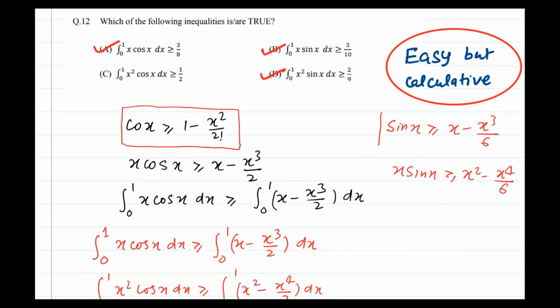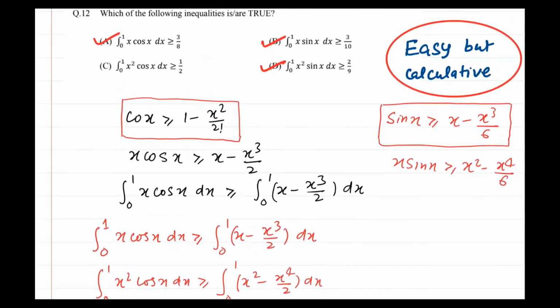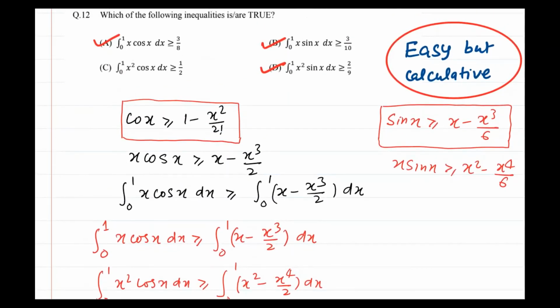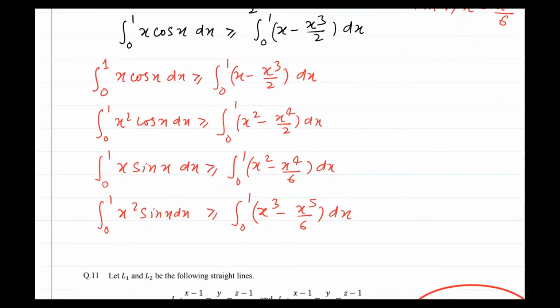And the expansion of sin x is sin x greater than or equal to x minus x cube divided by 6. So 1 minus cos x is greater than or equal to x minus x cube divided by 2, and x sin x is greater than or equal to x square minus x to the power 4 divided by 6. So now we have to put in the expansions of cos x and sin x, and we are getting four integrals.